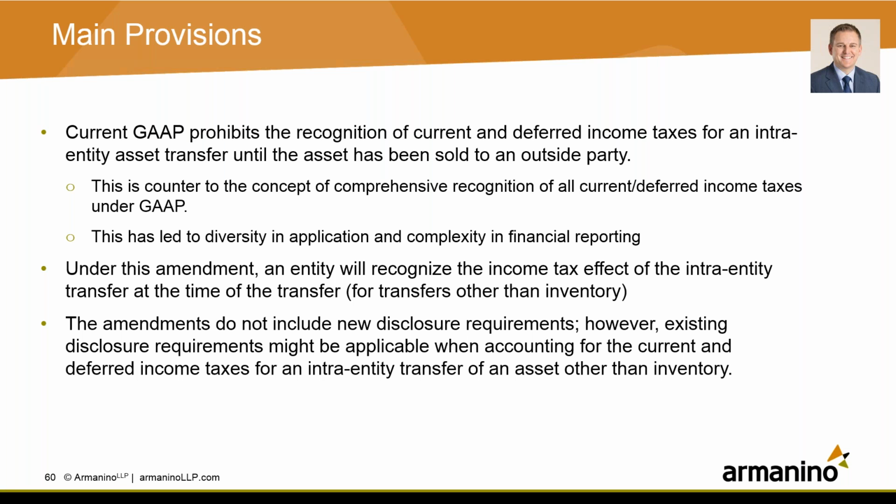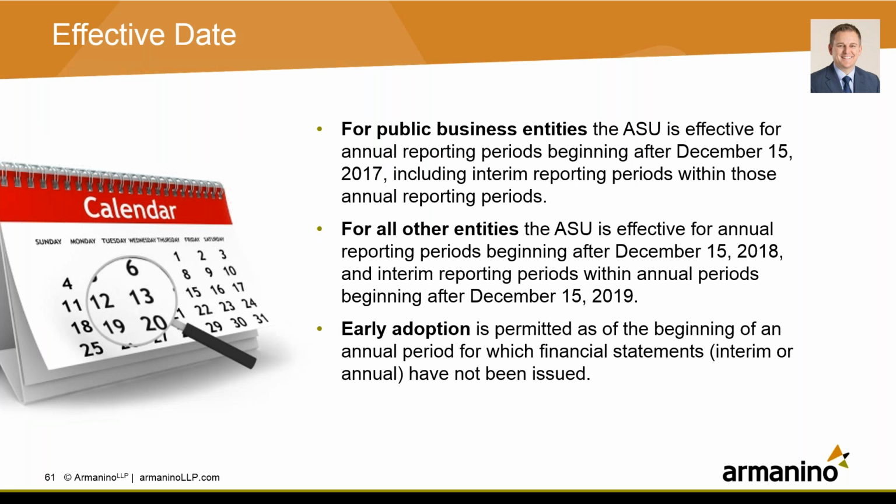There are no new specific disclosure requirements as a result of this update. However, current disclosures may need to be considered and updated just to ensure they're properly reflecting the application of this standard with respect to the timing of when those deferred items should be recognized. So looking at the effective dates of this for public entities, the ASU is effective for annual reporting periods after December 15, 2017. So this is right here, right now. And then for all other entities, it's after periods beginning December 15, 2018.